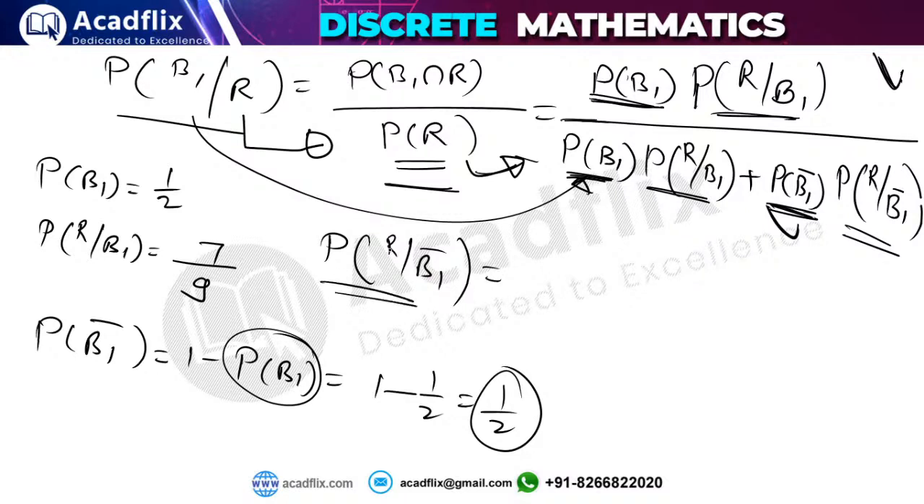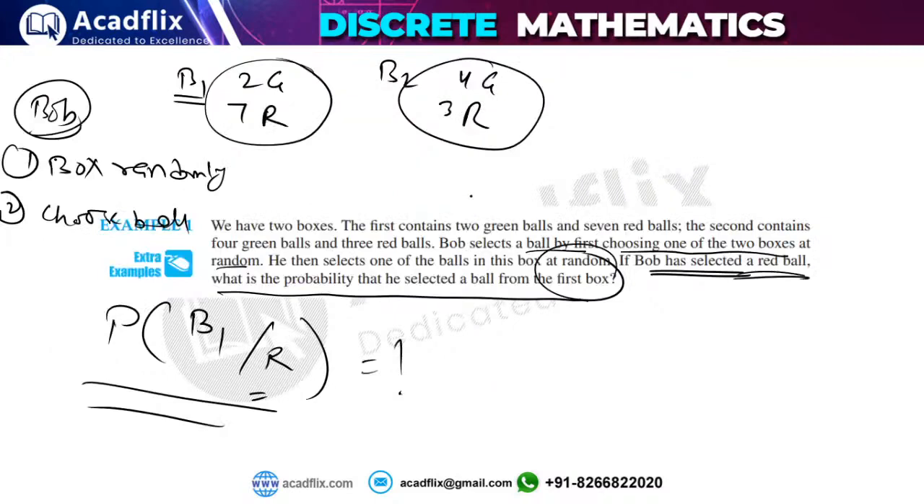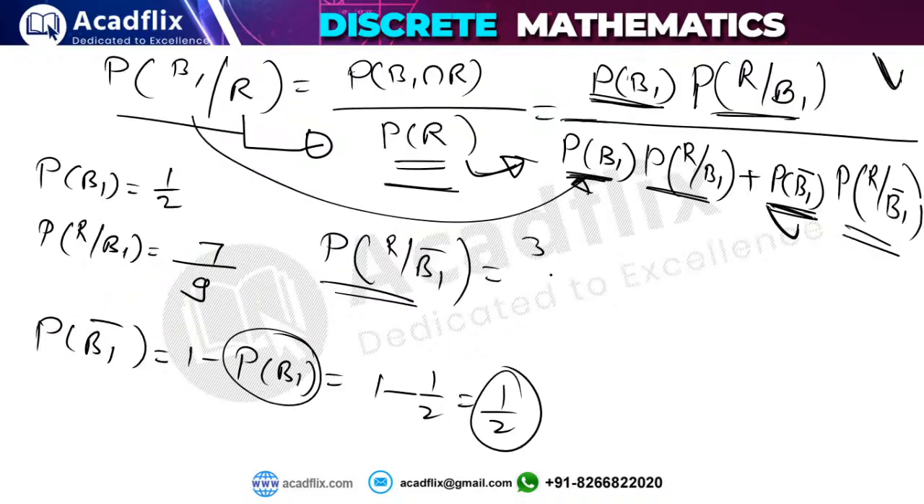It is saying basically choosing a red ball given that you have not chosen B1. B1 bar means you have not chosen B1. So if you have not chosen B1, then what have you chosen? You have chosen B2. So from B2, what is the probability of getting a red ball? That will be 3 divided by 7.